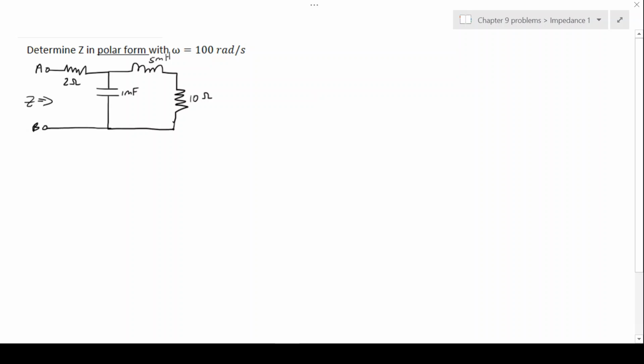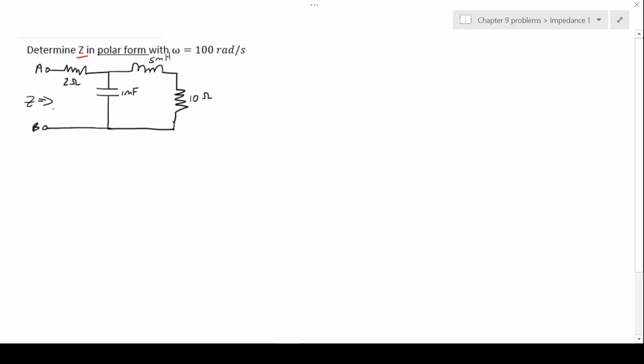Hello everyone, and welcome to this example recording on impedance. So the question we're going to be attempting reads the following. Determine Z in polar form when omega is given as 100 radians per second.